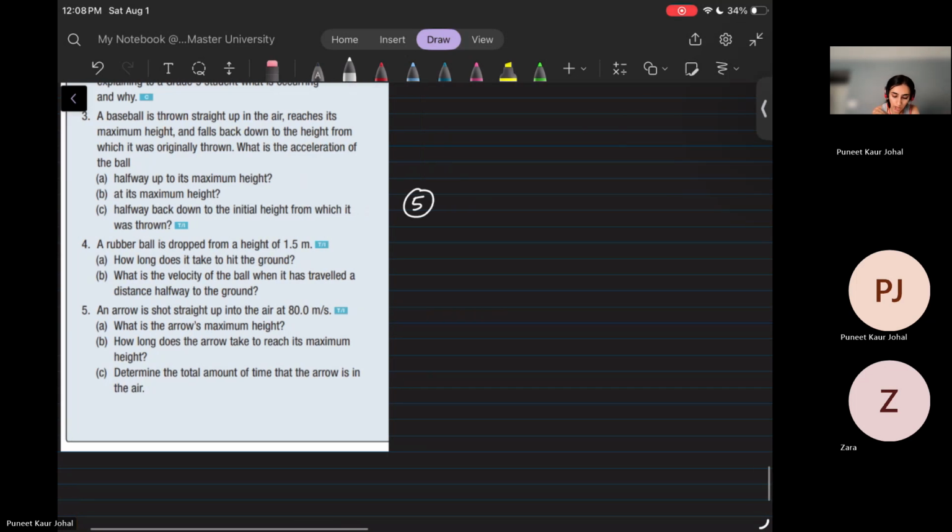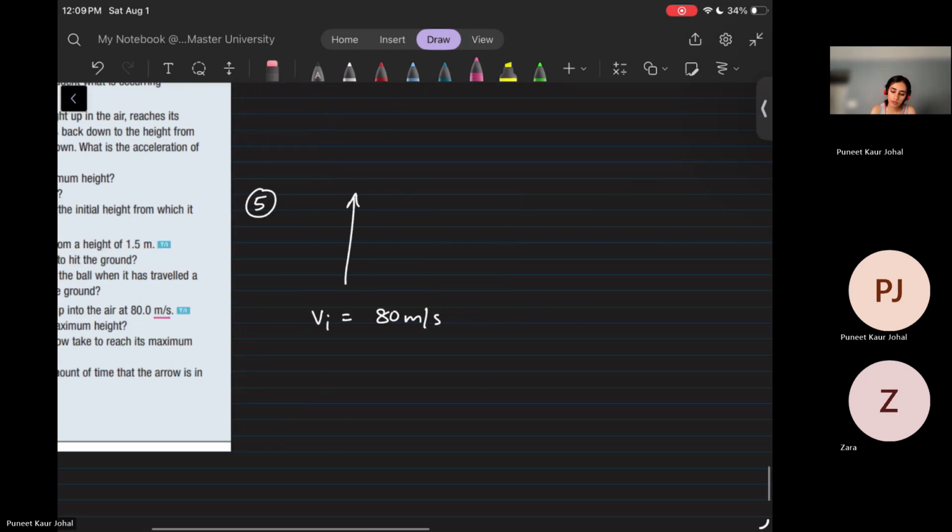An arrow is shot straight up. So there's an arrow and it goes straight up into the air at 80 meters per second. What do you think 80 meters per second is? What's the unit meter per second? Velocity. It would be the initial velocity. Exactly, initial velocity is 80 meters per second.